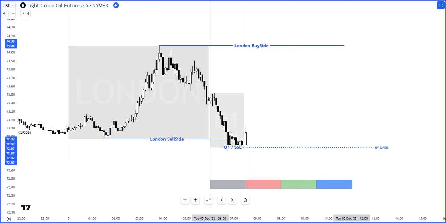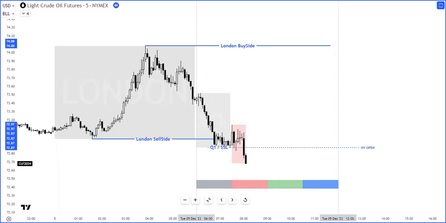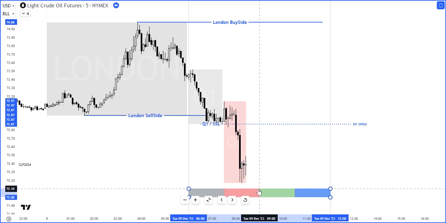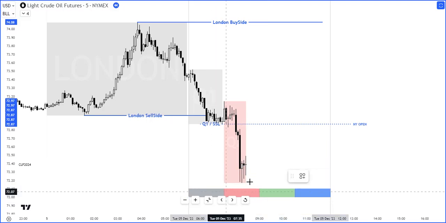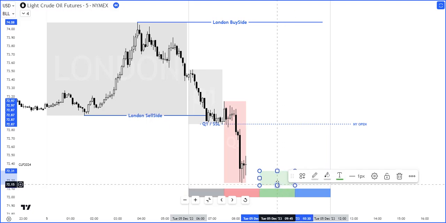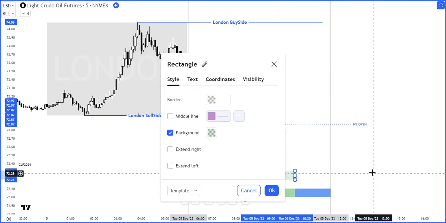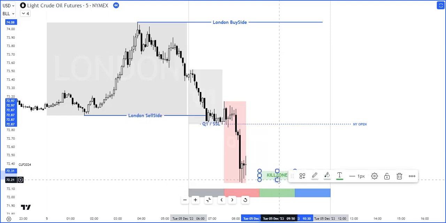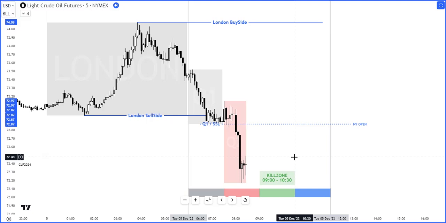Let's see. Okay, price has drawn lower, right? The only zone where we'll be looking to take our trade is all the way from 9 a.m. to 10:30 New York time, right? So we'll call this our kill zone, which is from 9 to 10:30. And by the way, guys, this never changes. It's always fixed like this. You'll always be looking to take trades within this range.